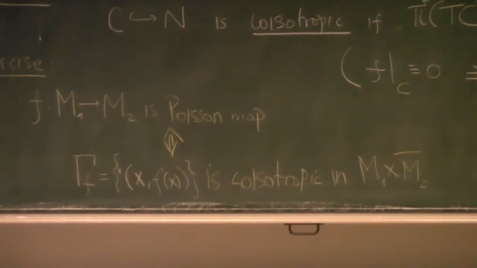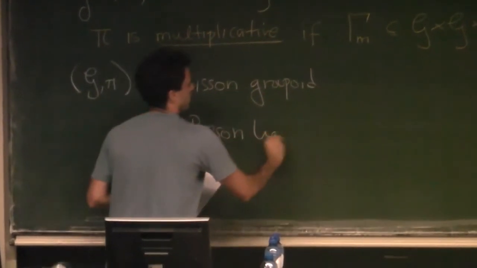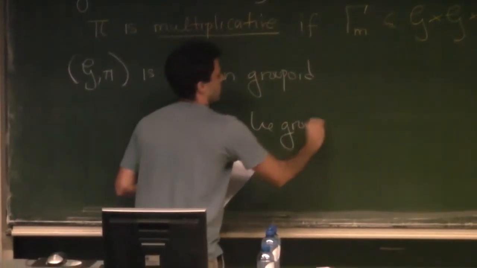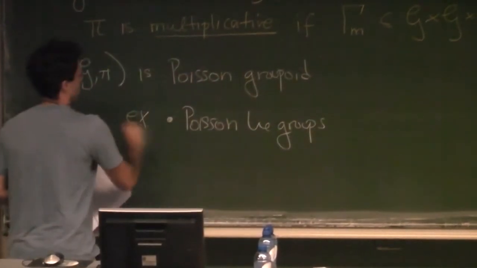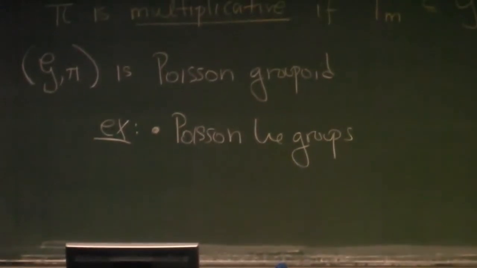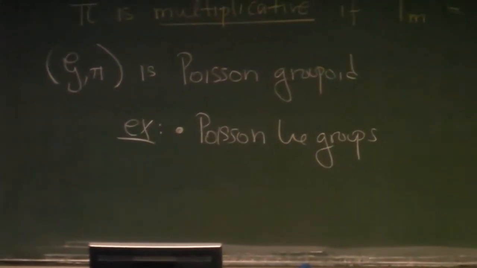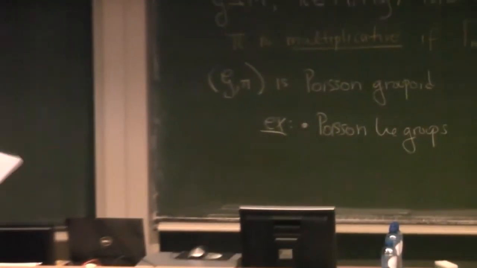So from this exercise, you clearly see that Poisson Lie groups are examples of Poisson groupoids, because the definition there was that the multiplication map was a Poisson map, but then the graph has to be a coisotropic submanifold, and that's what I'm saying here.